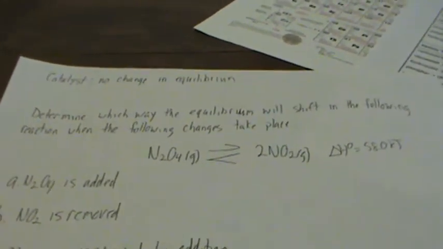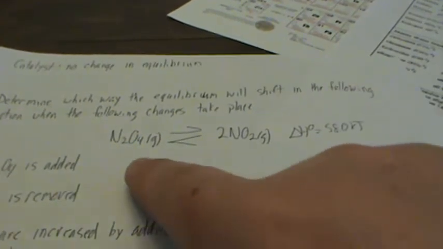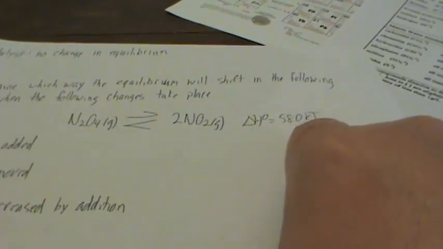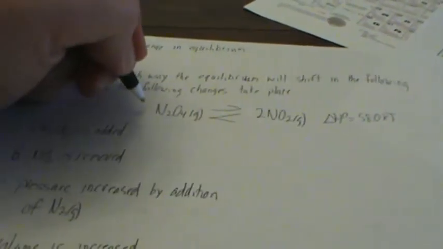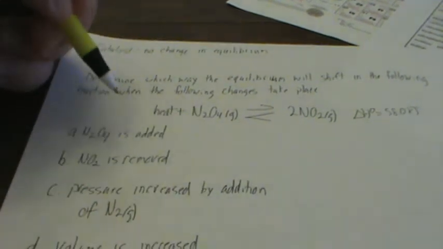So our example says determine which way the equilibrium will shift in the following reaction when the following changes take place. So here's our reaction. N2O4 yields 2NO2 and our change in enthalpy, delta H, is 58 kilojoules. So it's a positive number. That's telling us that heat is a reactant. Okay, so it's going to be on the left-hand side. So let's look at these different scenarios and see which way equilibrium is going to shift.